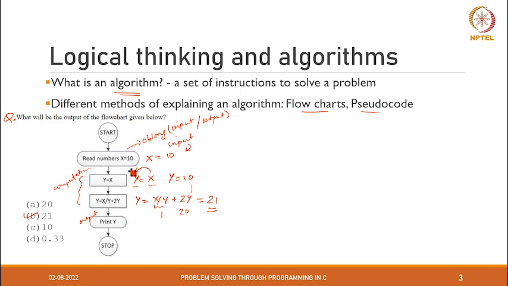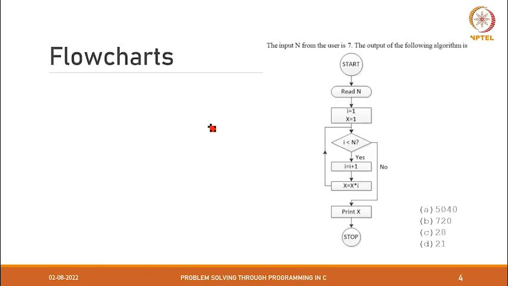Okay, fine. So this is another question that I have for you. The input n from the user is 7. So there is a step where we are reading some input from the user. That input is 7 basically. And we are asking what is the output of the following algorithm. Can you compute it by yourselves and see what you get?